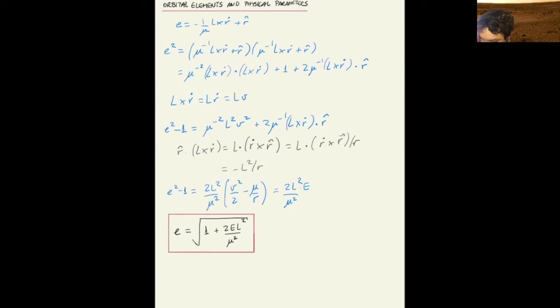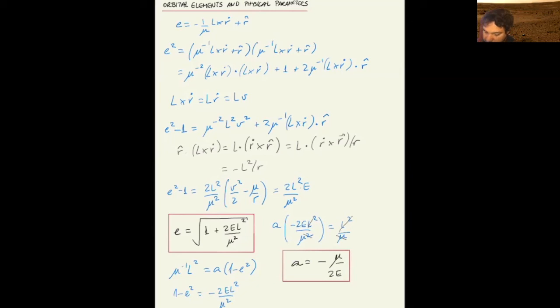Now let's use the definition from the previous class, so that L squared over mu is equal to the semi-major axis times 1 minus the eccentricity squared to find the relationship for the semi-major axis. Now if we square the eccentricity in this equation, and if we now substitute this expression for 1 minus e squared into this, we find an expression for the semi-major axis. The angular momentum cancels out, and you find that the semi-major axis is equal to minus mu over twice the energy.